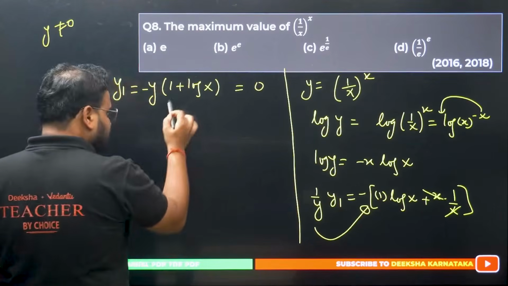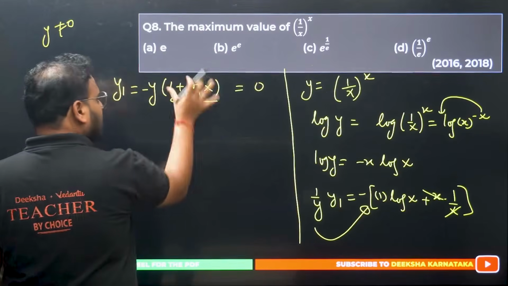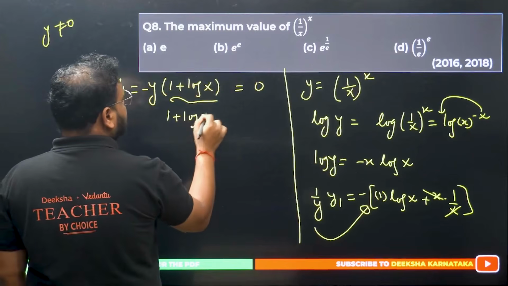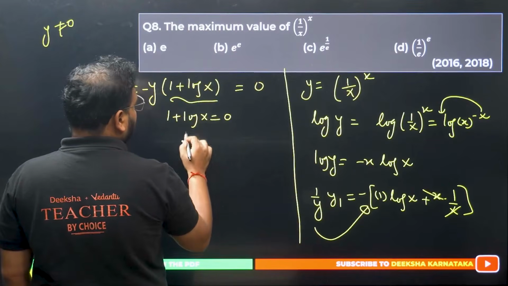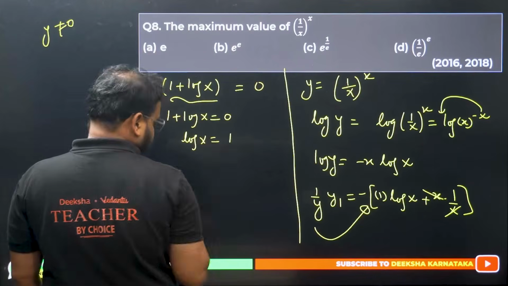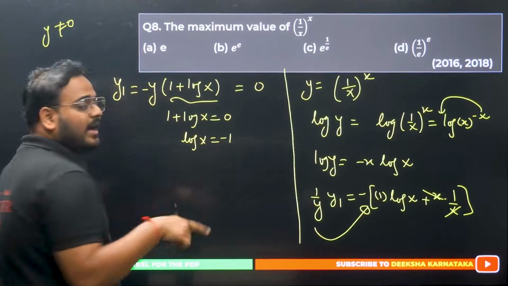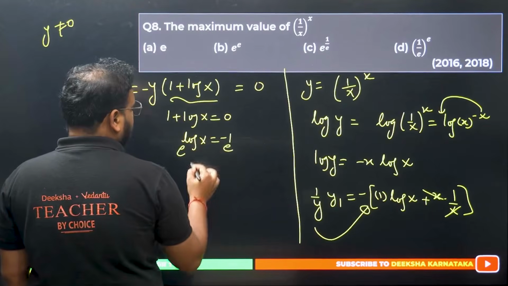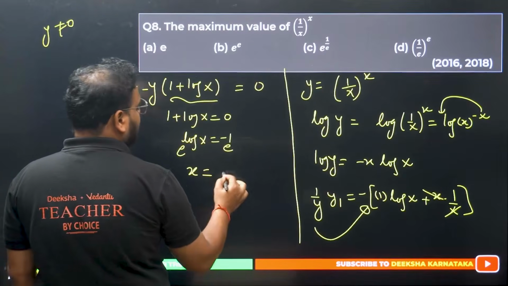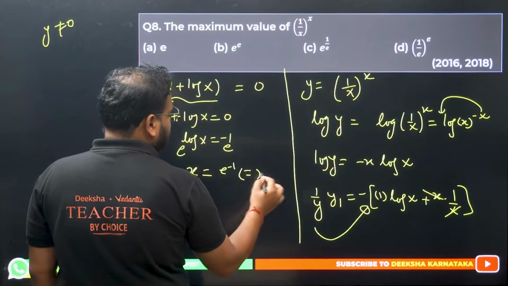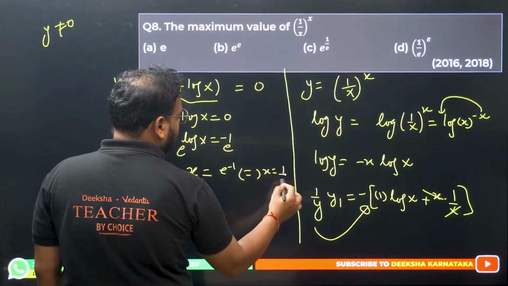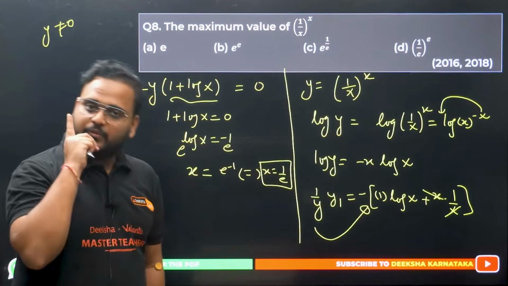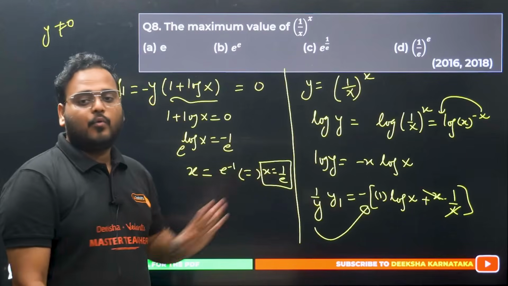So it means this bracket has to become 0. To make this whole expression 0, this bracket has to become 0. That can happen only when 1 plus log x is equal to 0. Please check. Log x is equal to minus 1. Now apply e on both sides. You get simply x left on this side and it will become e power minus 1. Hence, the value of x is 1 by e. So you get only one critical point, which is 1 by e.